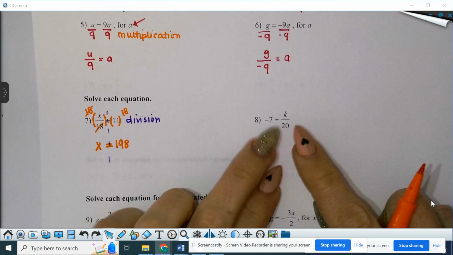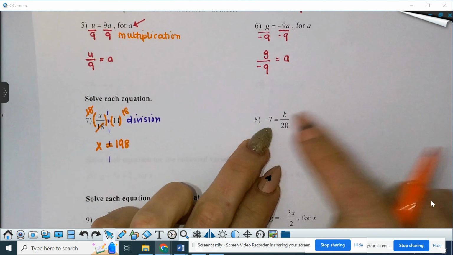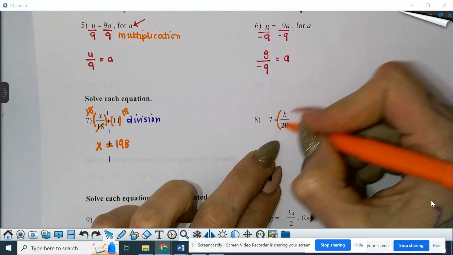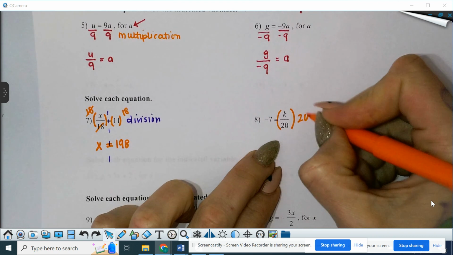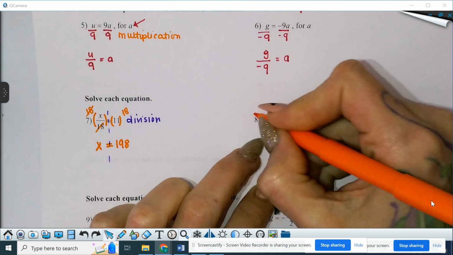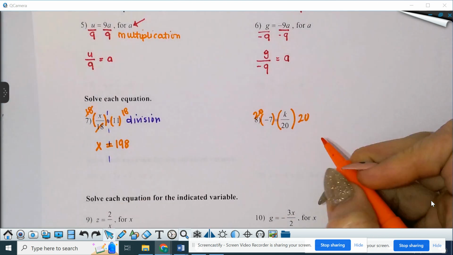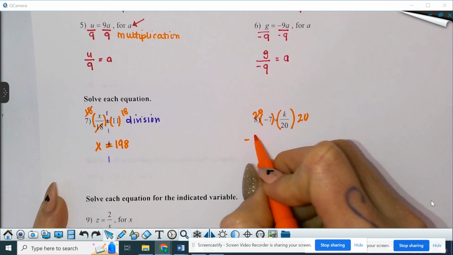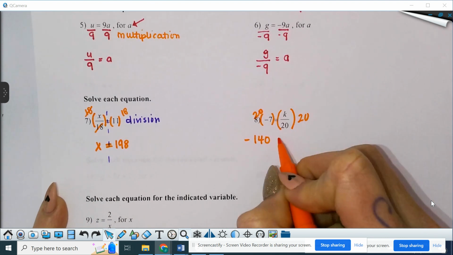So again, just flipped sides. This is k divided by 20. So the inverse of division is multiplication. Because it's k divided by 20, we're going to multiply both sides by 20. And so 7, that's a negative 7. Negative times a positive gives me a negative 140 equals k.